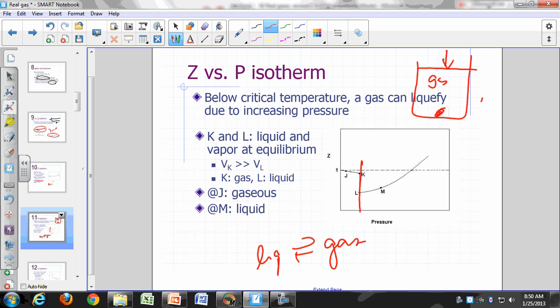Okay? So you have liquid at points K and L over here. You have liquid and vapor at equilibrium. At point K, it's a gas. Beyond point L, it's a liquid. So point M actually represents a liquid here. Okay? So liquids become very hard to compress. In a liquid and a solid, the atoms and molecules are as close as possible. And further squeezing of those into a smaller volume would be very difficult to do.